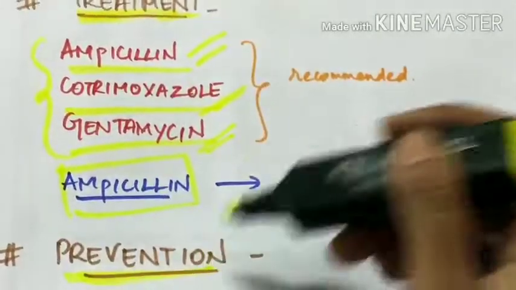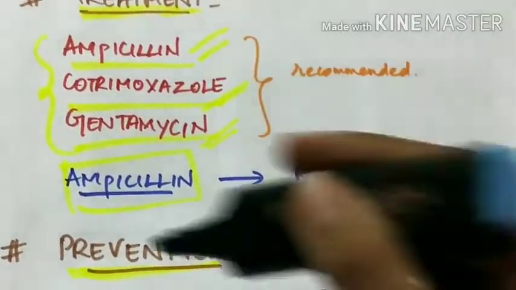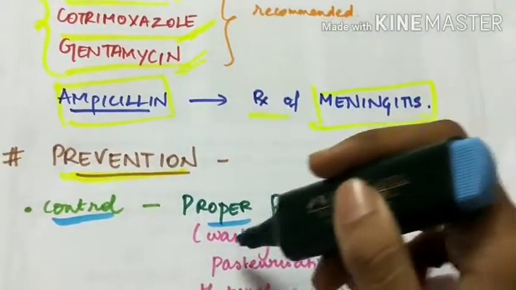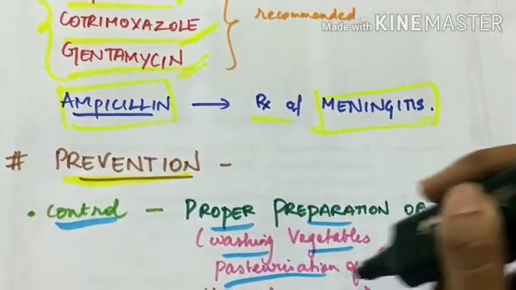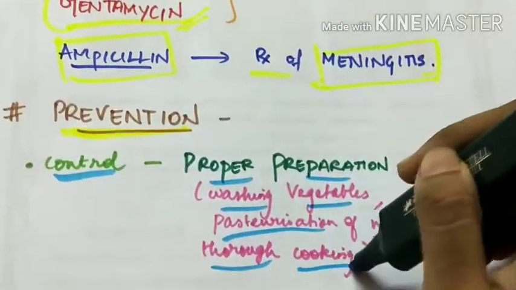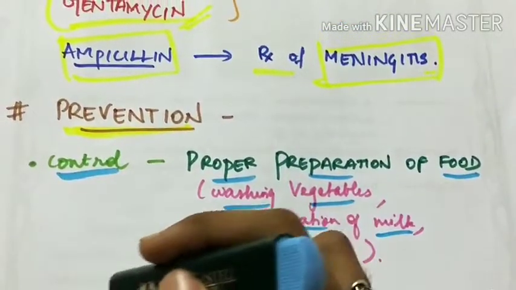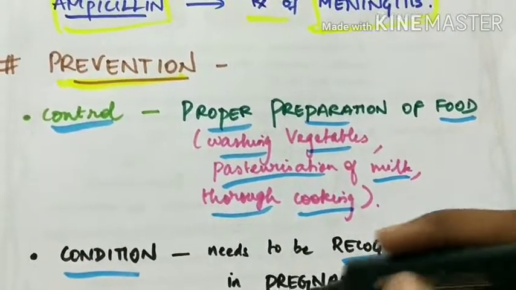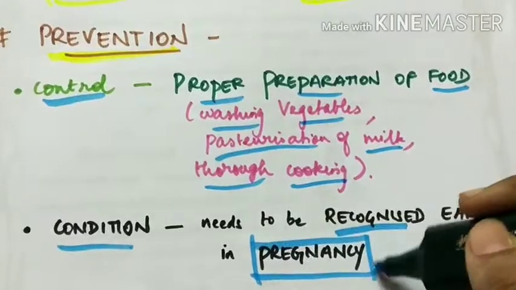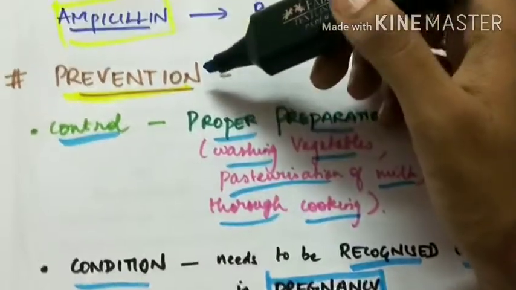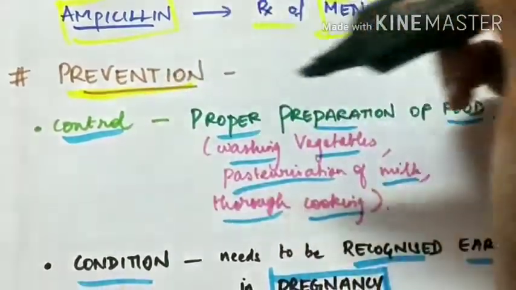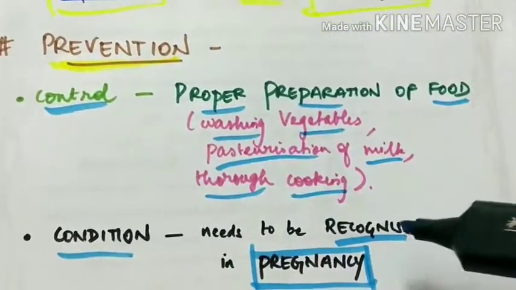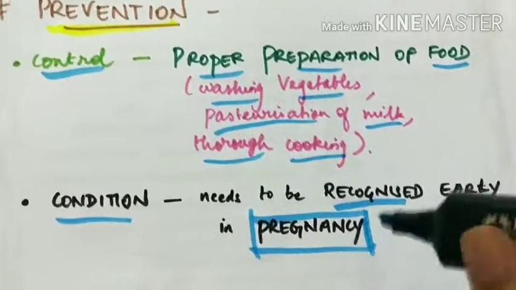Lastly, the prevention. Control is by proper preparation of food, like washing vegetables, pasteurization of milk, and thorough cooking. This condition needs to be recognized early in pregnancy, and those affected should be treated.